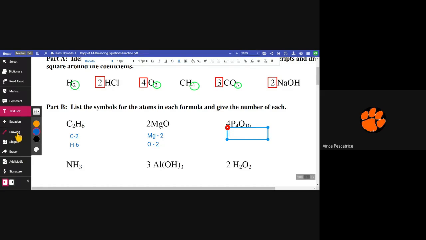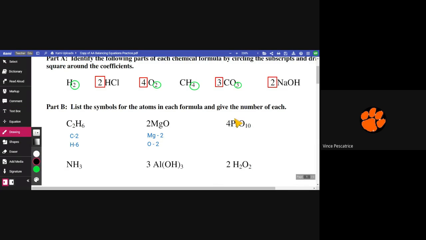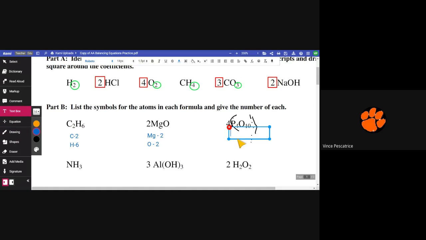So let's see if I can draw this. This will be interesting. Pretend there's a parenthesis here and there. So 4 groups of 4 is how many? 24. 4, 8, 12, 16. So P is 16.